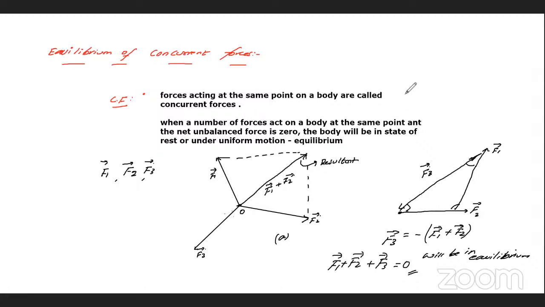If there are n number of forces, all the forces acting at that particular point, the sum of all the forces is equal to 0. Then only we can say it is under equilibrium. So if we take n number of forces, F1 vector plus F2 vector plus F3 vector and so on up to Fn vector is equal to 0. This is concurrent forces acting under equilibrium. We will discuss the continuation next. Note down up to this point.